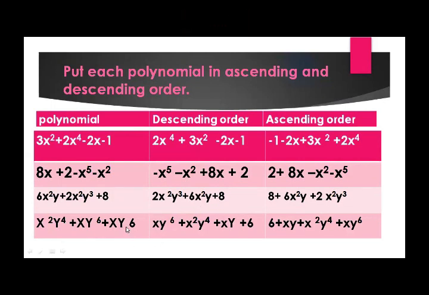Here plus 6 is given. Consider that. So we arrange that. x y^6. Here we have plus sign, so no need to write plus sign at the start because we understand there is plus sign given. So we write plus x y^6, then plus x squared y^4, then plus xy, and at the end plus 6. In ascending order, we start from the lowest as we have a clear understanding. So we write 6 plus xy plus x squared y^4 plus x y^6.